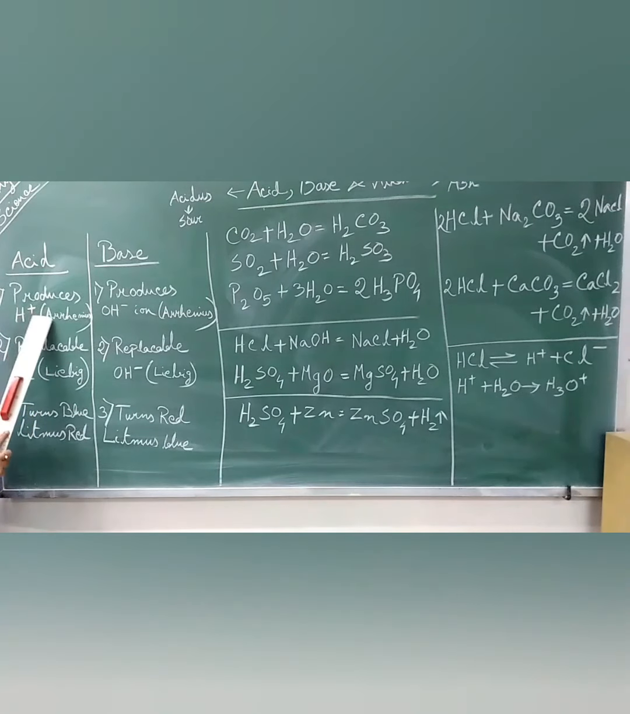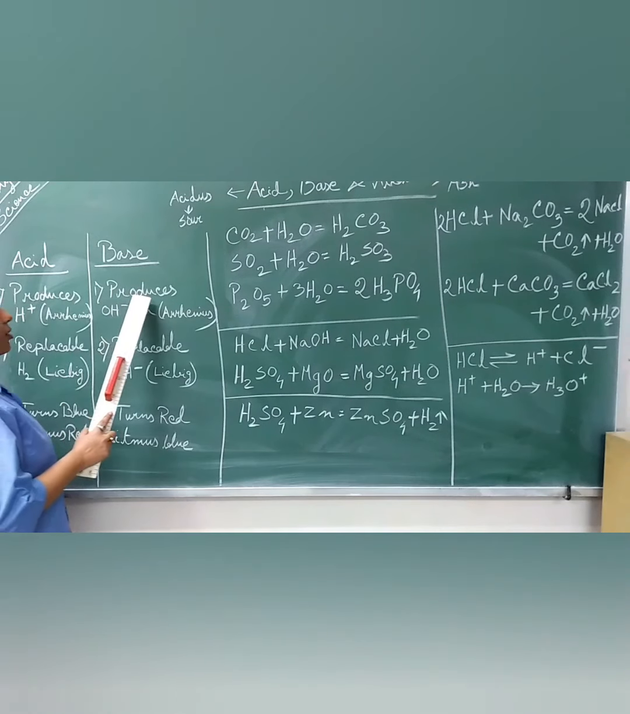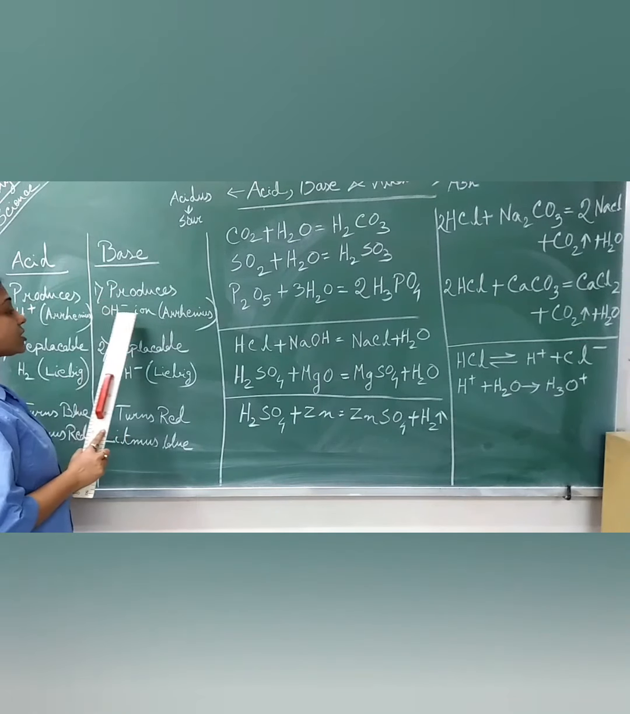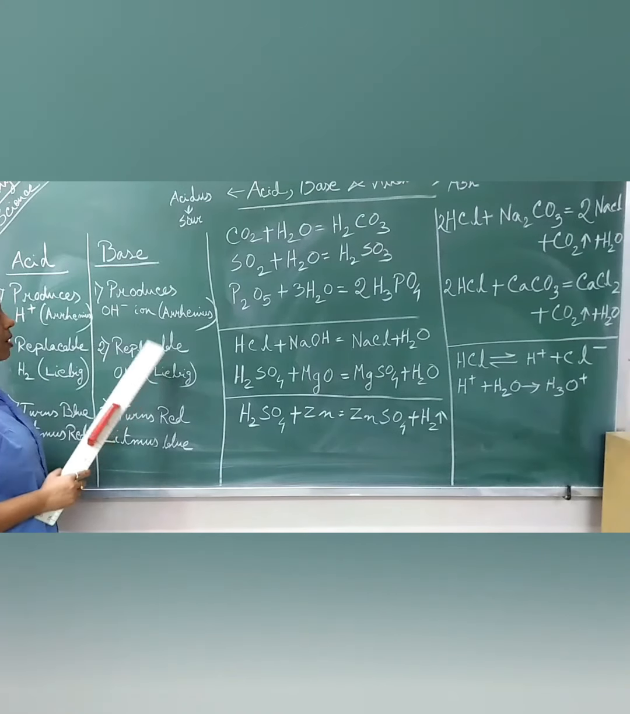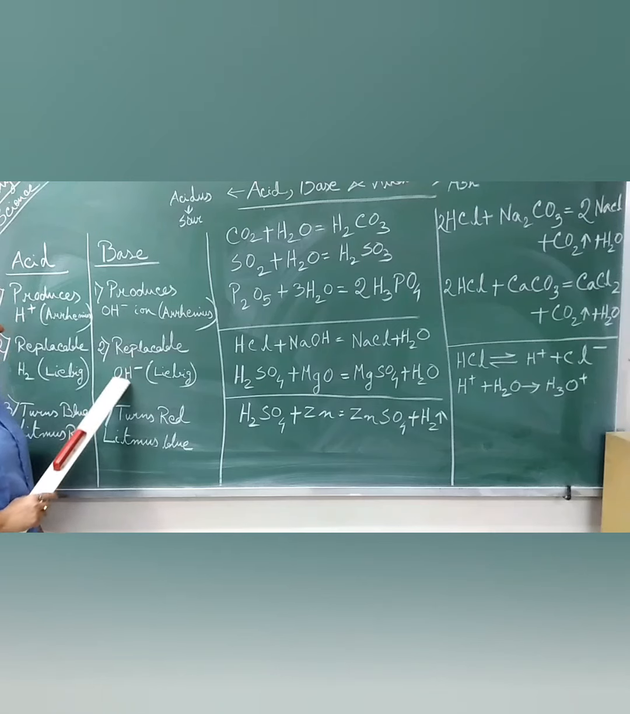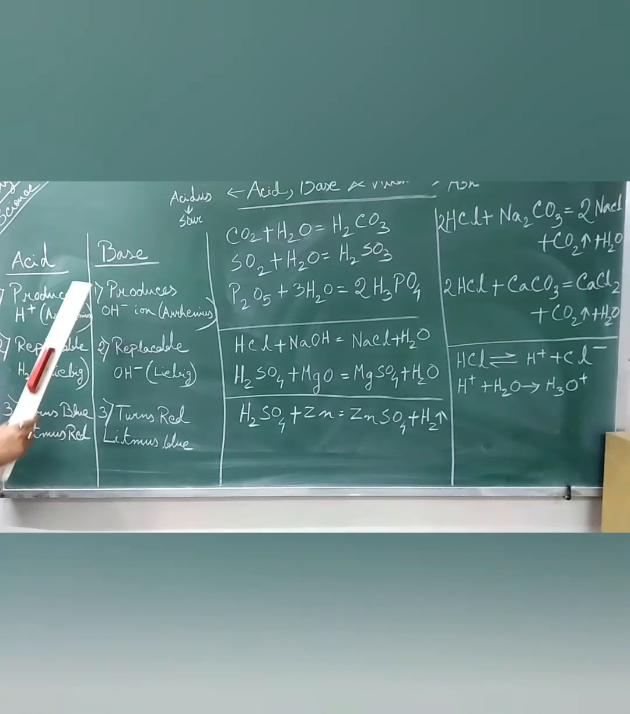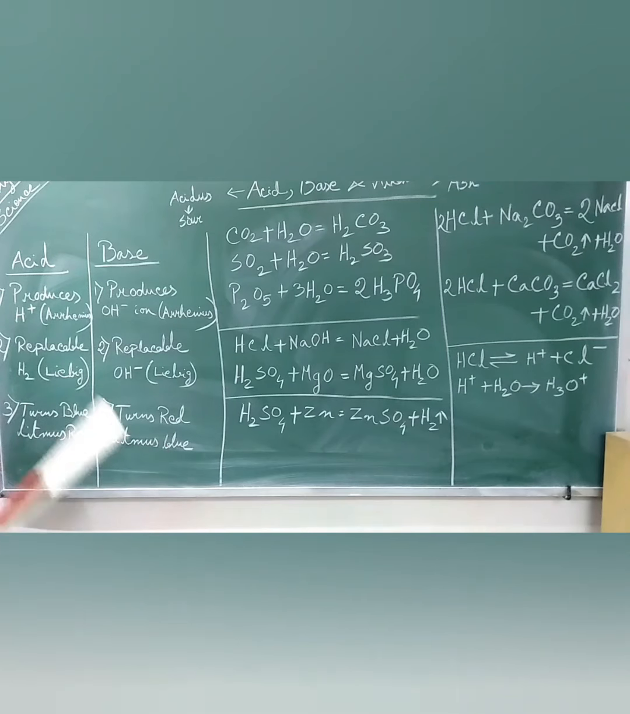According to Arrhenius, the compound which produces H+ ion in aqueous solution is called acid, and the compound which produces hydroxide ion in aqueous solution is called base. According to Lowry, the compound which has replaceable hydrogen is called acid, and the compound which has replaceable OH minus, that means hydroxyl radical, is called base. Acid turns blue litmus red and base turns red litmus blue.